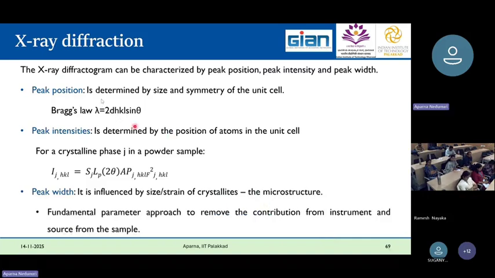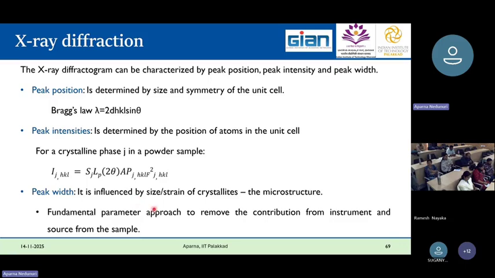Again, if we see in detail, peak position is determined by size and symmetry of the unit cell. This we have discussed. Peak intensity is determined by position of atoms in the unit cell. Peak intensity is what we are concerned more about. So for a crystalline phase in a powder sample, the intensity is dependent on Sj, your scale factor, Lp, your Lorentz polarization factor, A, your absorption factor, Pj, your preferred orientation factor, and F, your structure factor. Now the structure factor is dependent on various other parameters again.